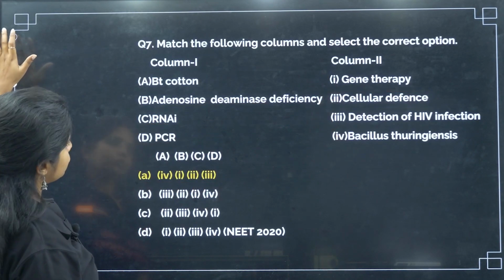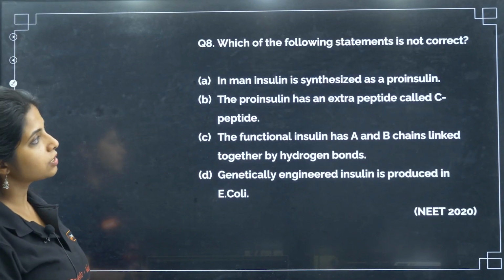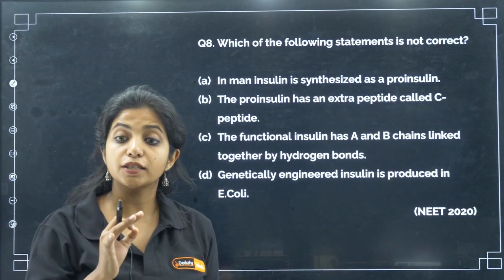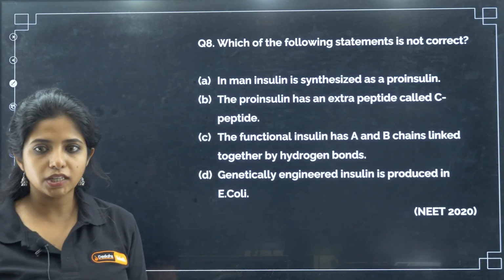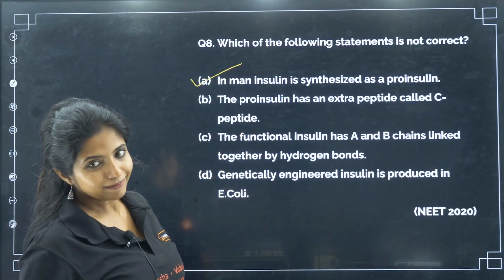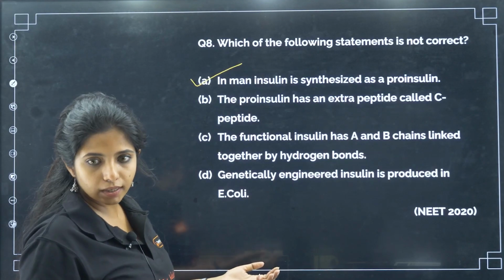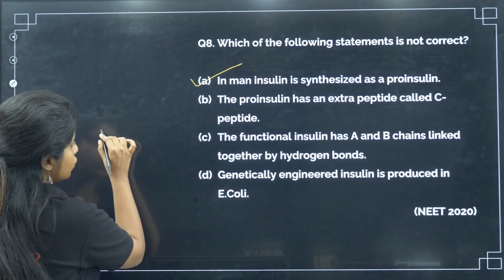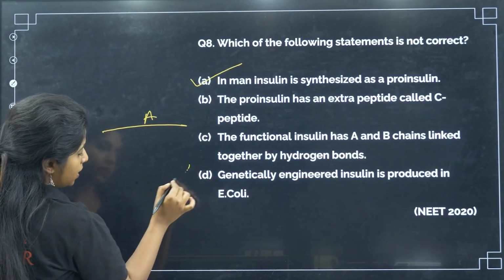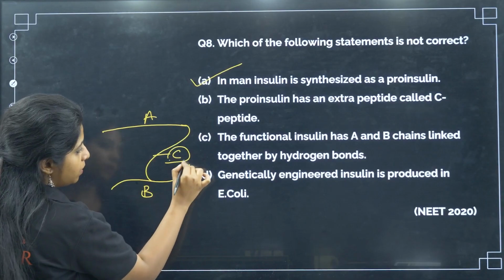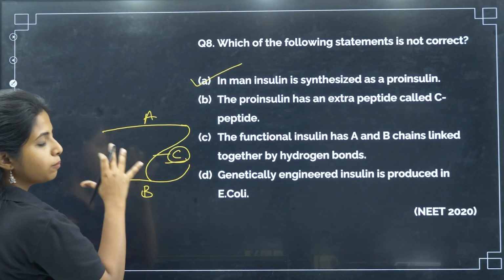Okay, works. Next, which of the following statements is not correct? In man, insulin is synthesized as a pro-insulin. Do you think in man insulin is synthesized as pro-insulin? Yes, that is correct. It is not actually the mature insulin that it produces directly. It is pro-insulin. And what is the difference between pro-insulin and natural insulin? In pro-insulin, there is A peptide, there is B peptide, and there is something joining in between, that is C peptide, my dear children.